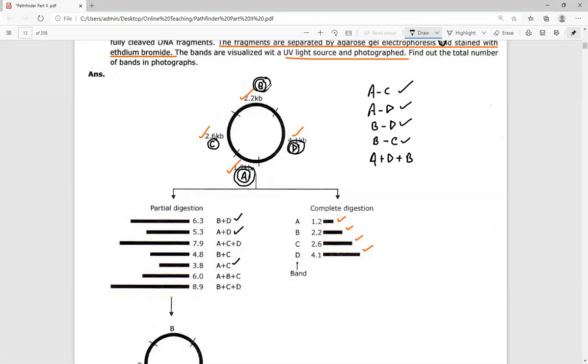Or it could be B, C, A. That means A, B, C combining together. Or it could be A, B, and C combining together. Or it could be C, B, D combining together. C plus B plus D could combine together.